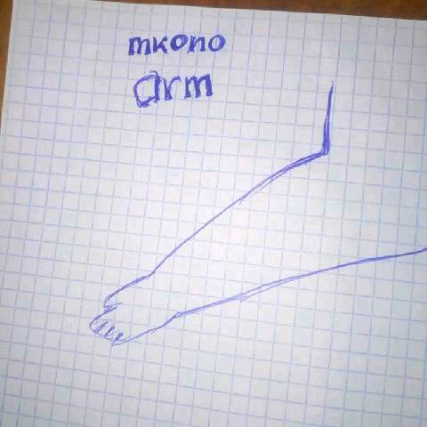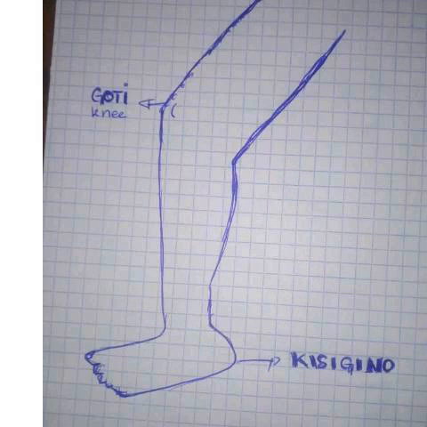Buttocks is kiuno, K-I-U-N-O, while a leg is mguu. Remember, when we have two similar vowels following each other, we pronounce them long. That's why we say mguu, M-G-U-U. Legs are miguu. We can't forget that arm in Kiswahili is mkono, M-K-O-N-O. In plural it is mikono.